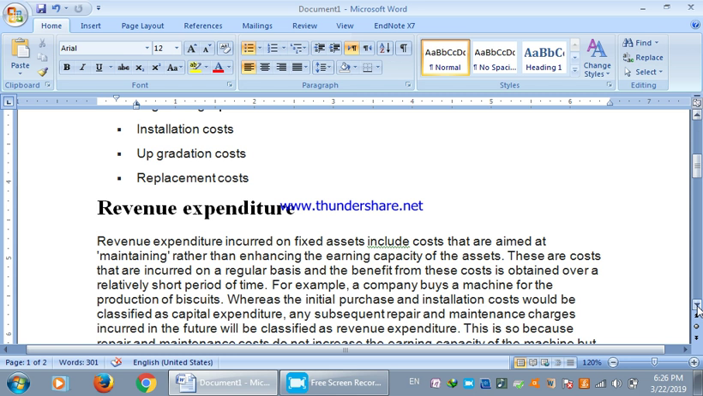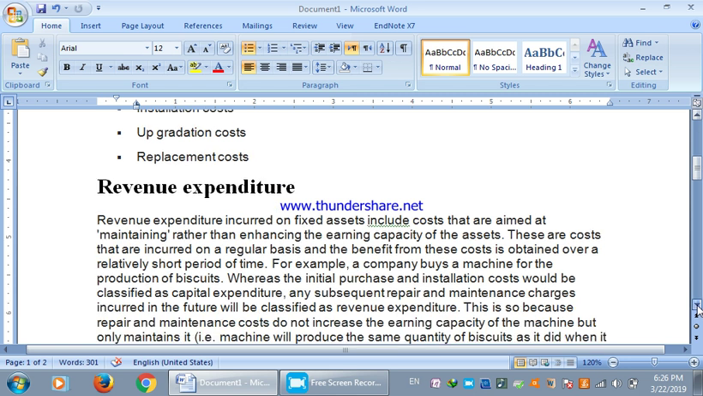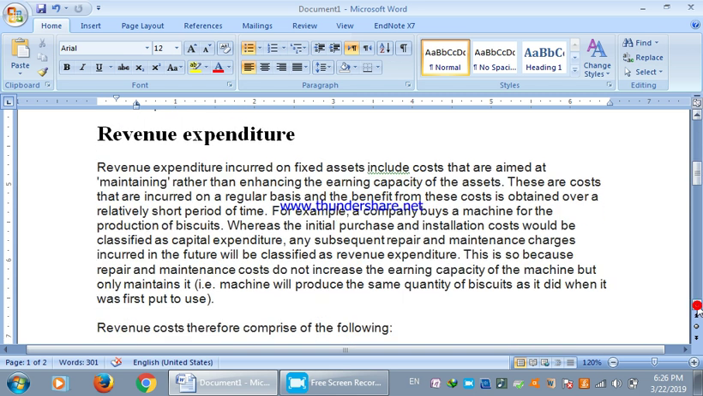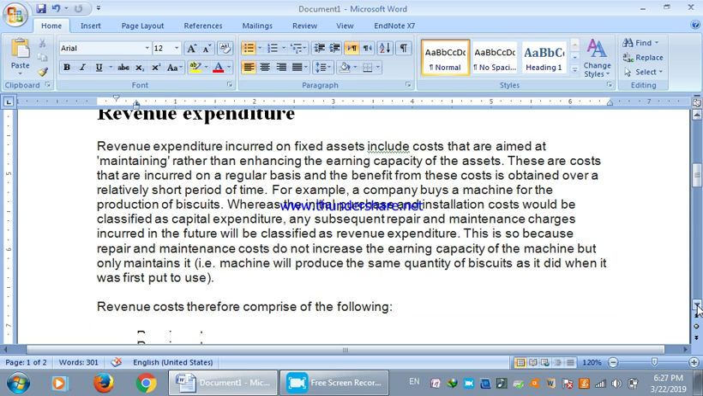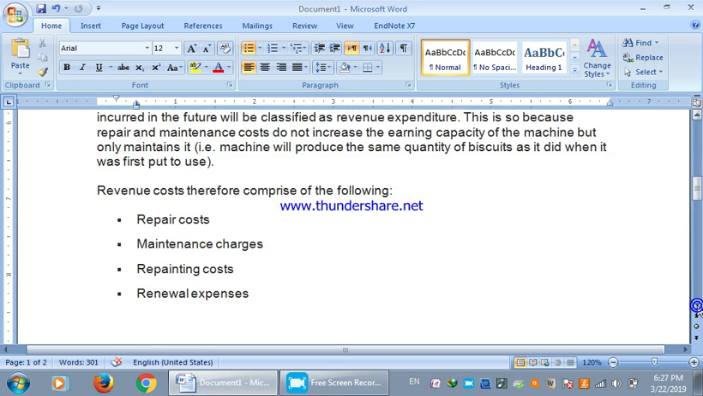In contrast to capital expenditure, we have revenue expenditures. Revenue expenditures are those whose benefit would be derived for 1 year or less, and these are usually routine expenditures, that is, expenditures done on a regular, routine basis, as well as for the maintenance of assets. Revenue costs include, for example, maintenance costs, repairing costs, and renewal expenses.